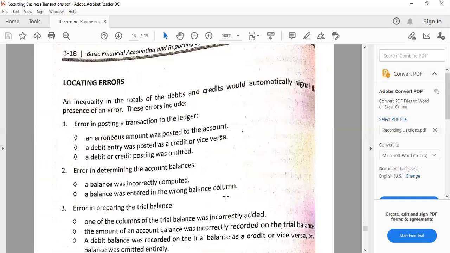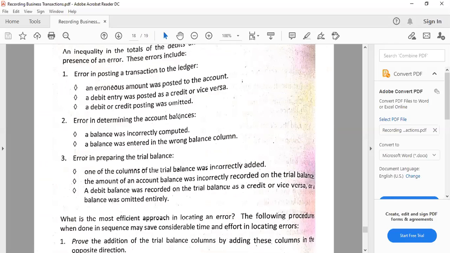All right, and then these are the errors which I mentioned a while ago. One is error in posting a transaction to the ledger. This is true. So let's say wrong amount, or the debit is posted on the credit, or vice versa, credit to debit. And then a posting was omitted. Let's say you only posted the debit and not the credit. So for sure, it's going to result in a wrong balance.